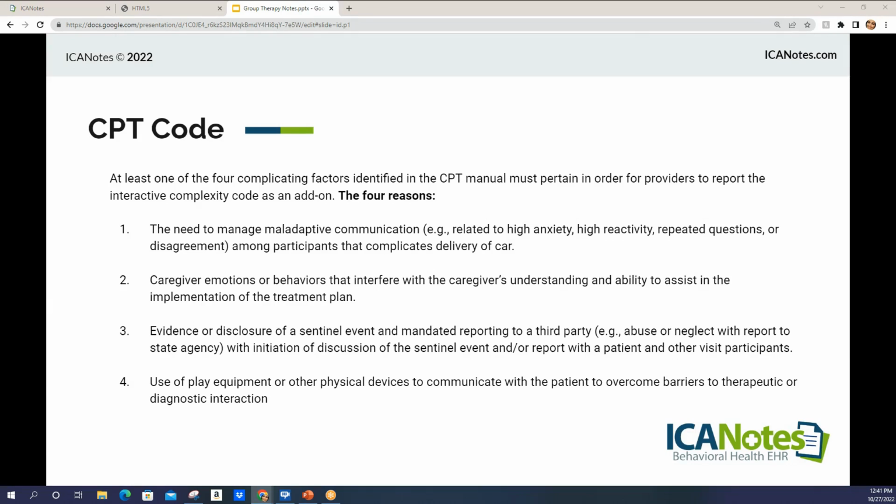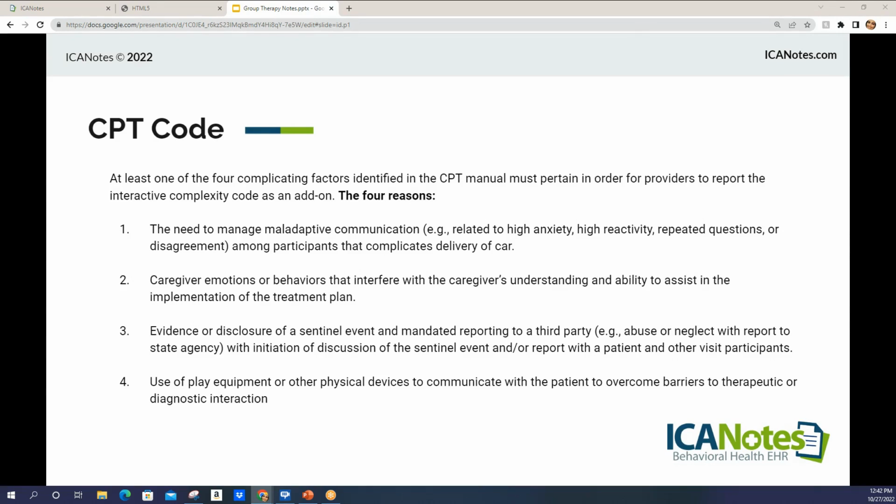Now, we talked in the beginning about confidentiality in group and letting individuals know when confidentiality is no longer in play. One of those, like if they have asked for a written release, you're sending that information over, right? If they have admitted to abuse of an elder or a child, that is called evidence or disclosure of a sentinel event, and that is mandated to be reported to a third party, generally a state. If that came out in group, you could technically bill an interactive complexity code on that. So there are four reasons for billing that interactive complexity code.